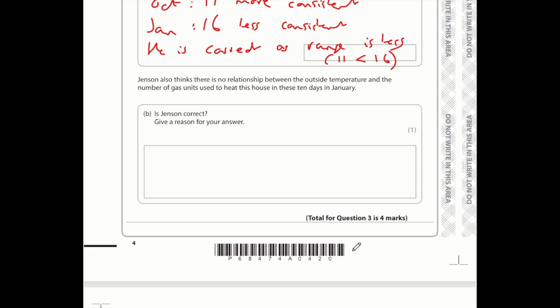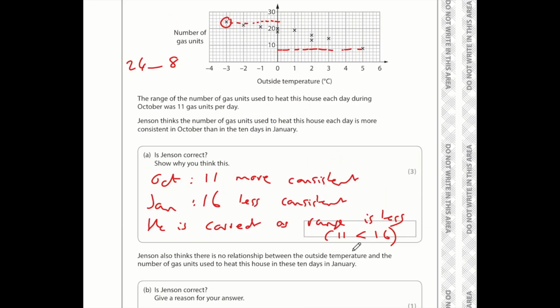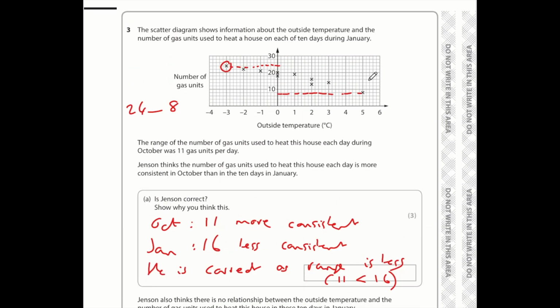Jensen also thinks there is no relationship between the outside temperature and the number of gas units used to heat this house in these 10 days in January. So this was January here. So let me just get rid of what I've done so far. So can I draw in a line of best fit? That is the key question here.